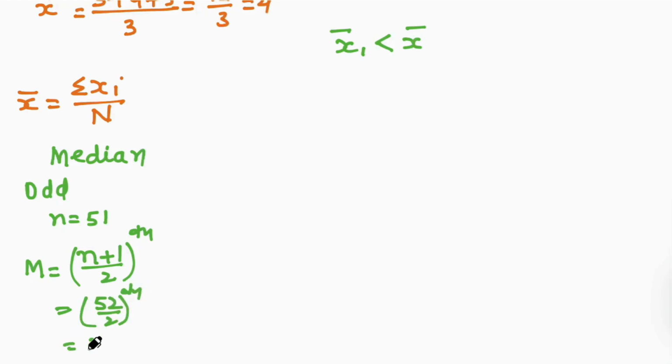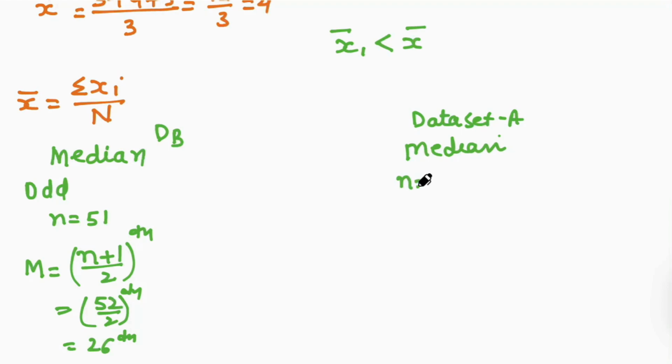That means the 26th observation. That is for dataset B, because we have added 1 to it. Now if I go with dataset A, then here we have to calculate the median where the number of observations is even, which is 50.